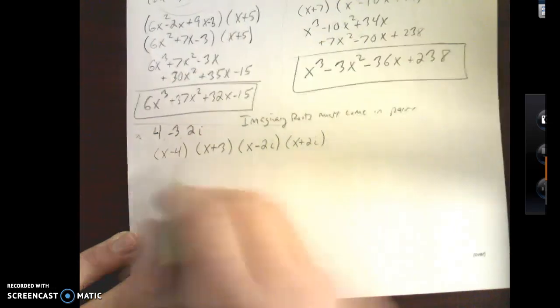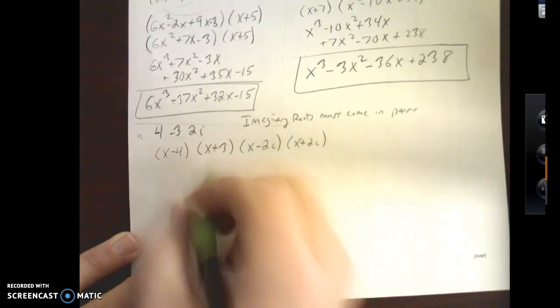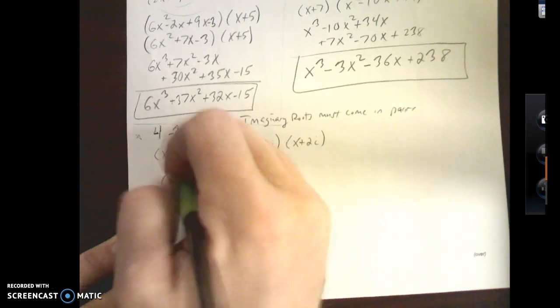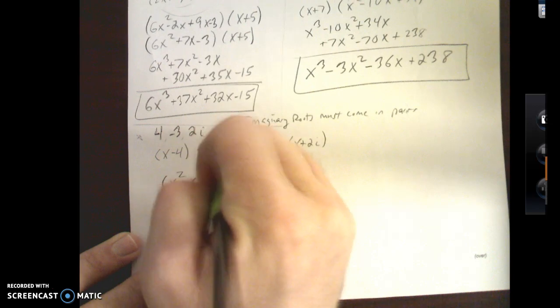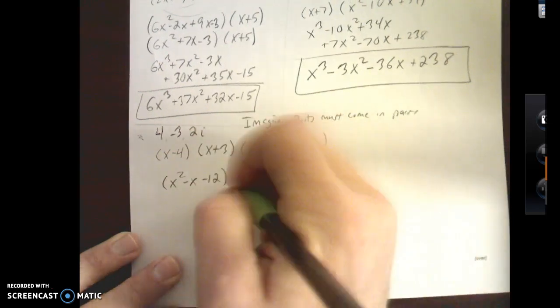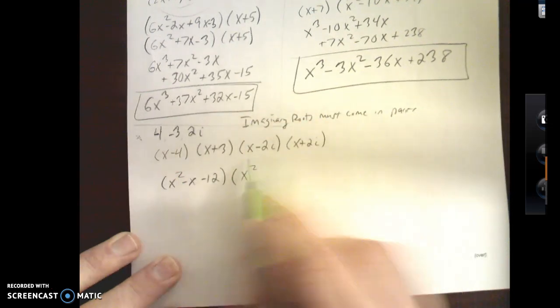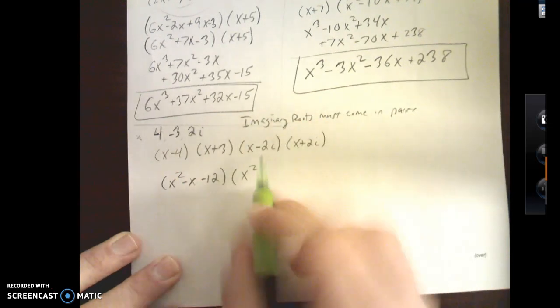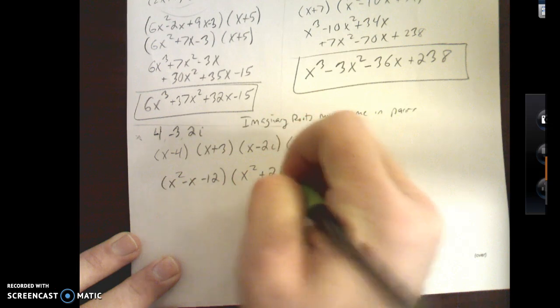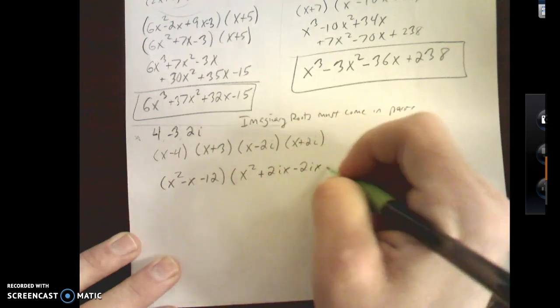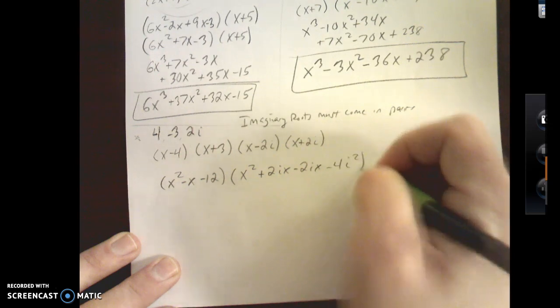Okay, so if I distribute, let's follow the first two. We're looking at x squared. 3x minus 4x is negative x. Okay, now over here, x times x is x squared. 2ix, I'll write it out for you, plus 2ix minus 2ix. Alright, when I do that, and then also minus 4i squared.